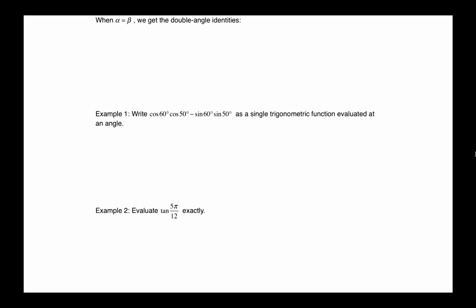Now when alpha and beta are equal to each other, here are the double angle identities. So sine of 2 alpha is like sine of alpha plus alpha, which means sine alpha cos alpha plus cos alpha sine alpha. Those two terms are the same, so it's actually 2 sine alpha cosine alpha.